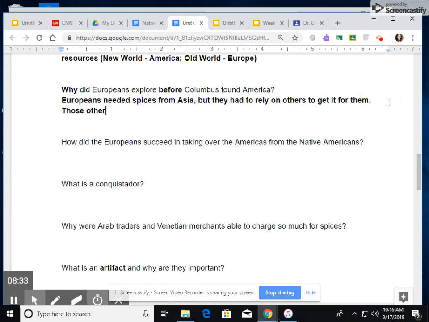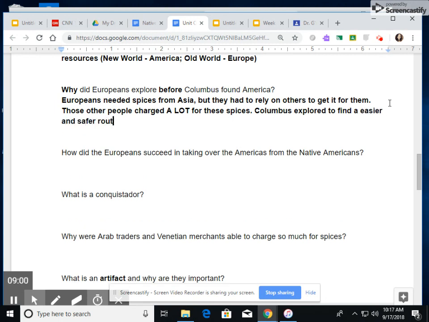And those other people charged a lot for these spices, right? They were really, really expensive. And so Columbus and people during his time explored America, or didn't explore America, they explored, period. They explored to find a cheaper, let's say an easier and safer route to Asia so that they could get spices for cheaper. All right, that's that one.